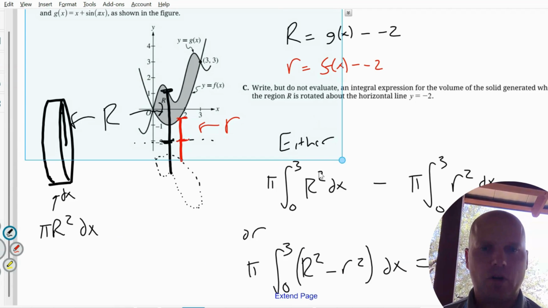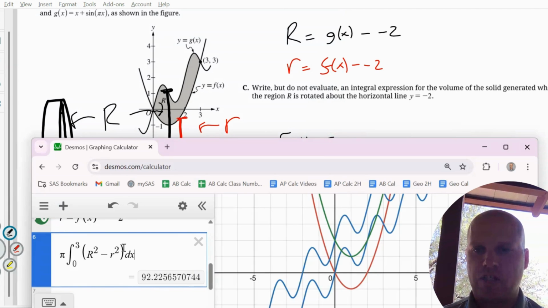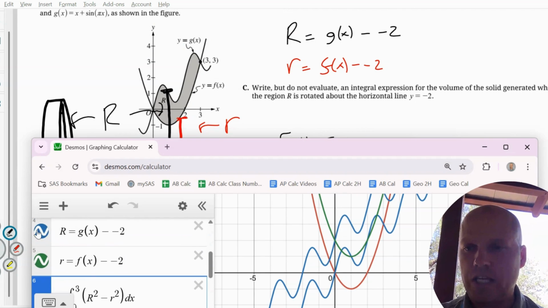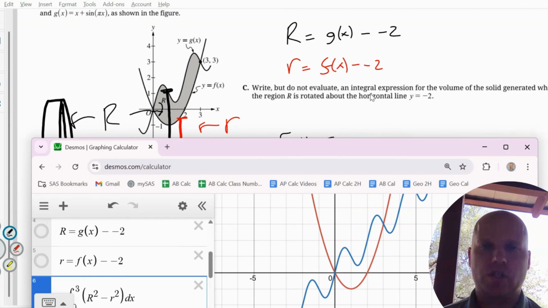Okay, very simple. It's very nice to have Desmos for this, so you don't have to, so you're using notation, you're using concepts to help lead the way versus anything else.